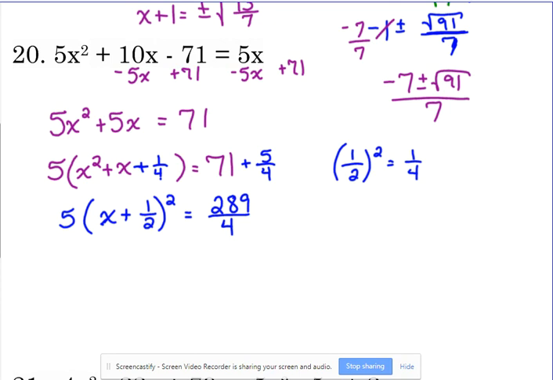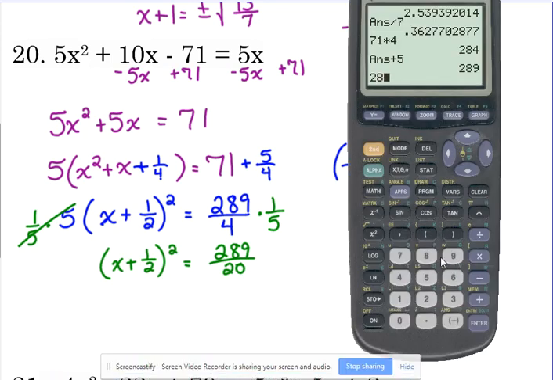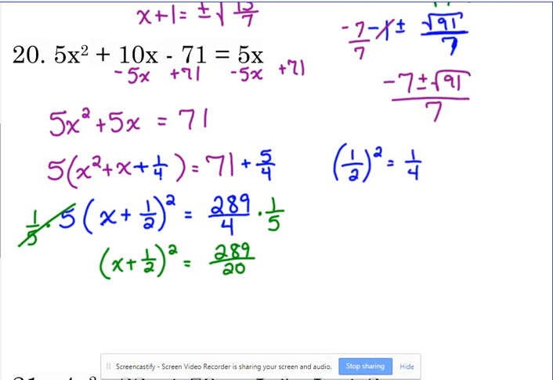Okay, 289 over 4. Okay, so we got to divide by 5, but I have a fraction on the other side, so I want y'all to get used to the idea that division is the same as multiplying by the reciprocal. Okay, the reciprocal of 5, reciprocal means you flip it over, so it's the same thing as multiplying both sides by 1/5. That's just going to help me with the fact that I've got a fraction over there. So that's 289 over 20. If that fraction will reduce, we would like to reduce it. It does not. They usually do.